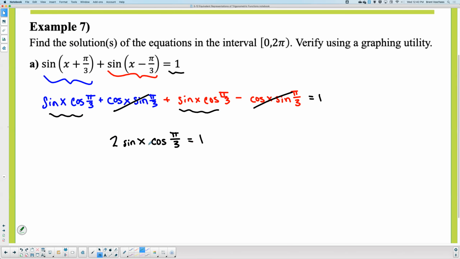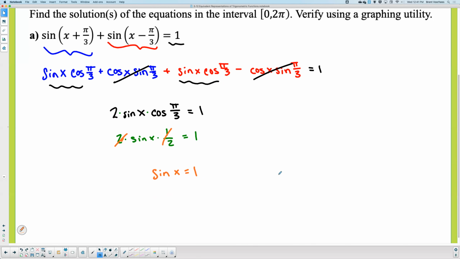Cosine pi over 3. We can reduce that. These are all multiplying. What is cosine pi over 3? Look at the pi side of your hand. Which one's that? The palm or the back? Palm. Bend your pi over 3 finger, which is index. When you're index, flip your hand over. What's the cosine there? 1/2. So we have 2 times sine x times 1/2 equals 1. What is 2 times 1/2? That cancels with that. That's 1. So we need sine x to equal 1.